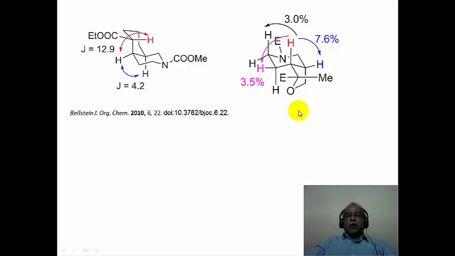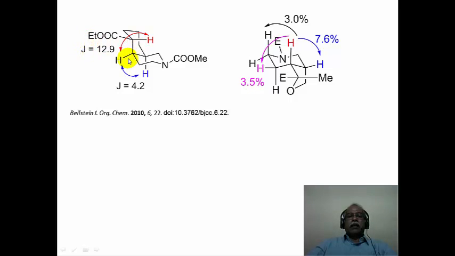Now one can use the nuclear Overhauser enhancement very effectively when you talk about this kind of fairly complex bicyclic system, for example. This is a cis-decalin system. In the cis-decalin system, this hydrogen and this hydrogen relative stereochemistry is established based on the coupling constant.